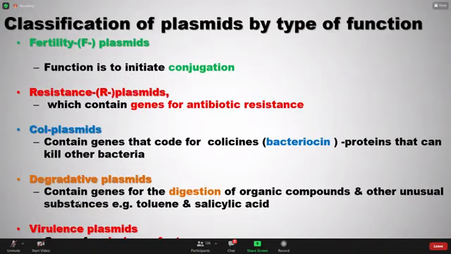If we think of the classification based on function, we have fertility plasmids, from the name, responsible for initiation of conjugation, which we just mentioned. We have the colicin plasmids that produce a special protein, and this protein is responsible for killing other bacteria. We have the degradative ones. From the name, degradative means that they digest organic compounds and other unusual substances. And the last is the virulence plasmid.